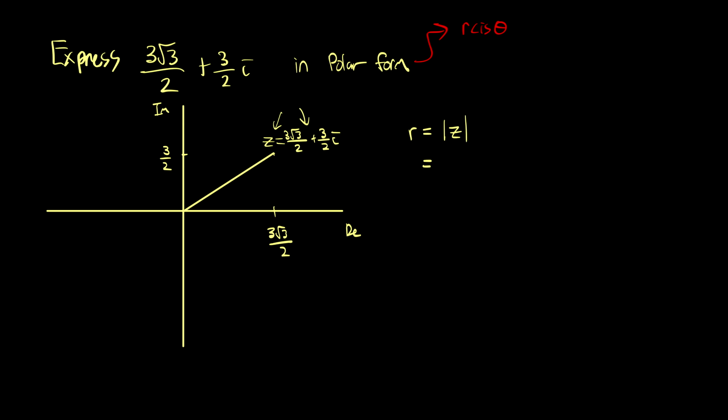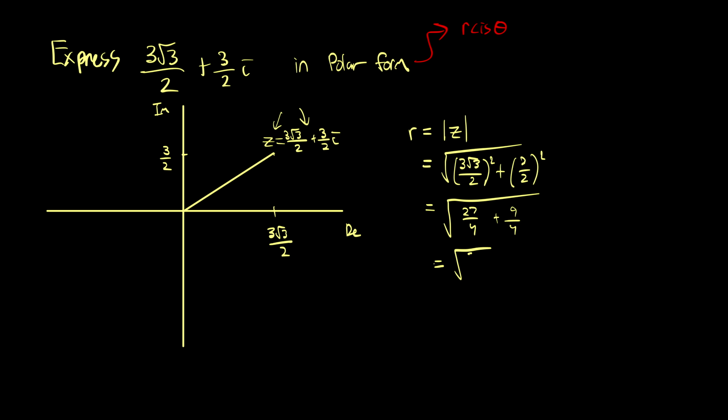And to do this, we know that this is really just the square root of (3 square root 3 over 2) squared plus (3 over 2) squared. So if we quickly do this, this becomes 27 over 4 plus 9 over 4, which becomes 36 over 4, and that becomes 9, and the square root of that becomes 3. So we know that the radius, or the modulus, is equal to 3. Now we are concerned with finding theta here.